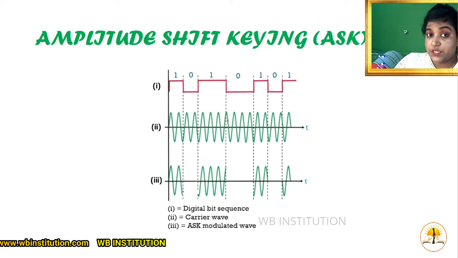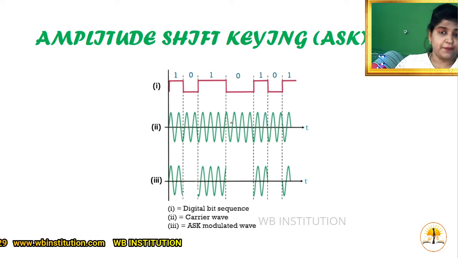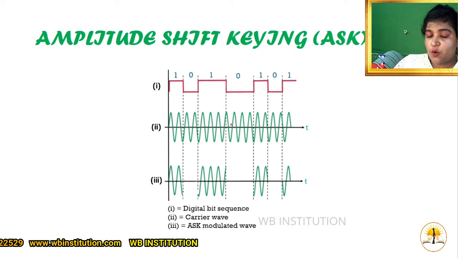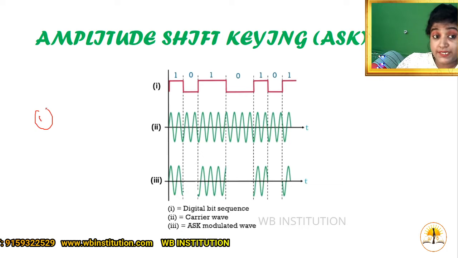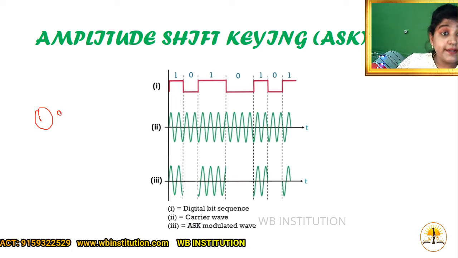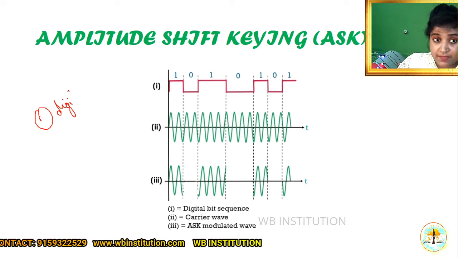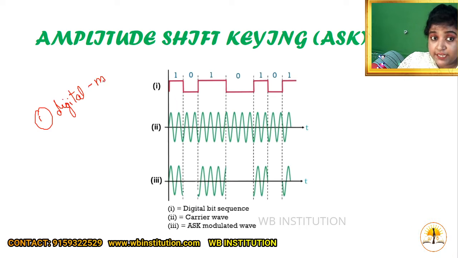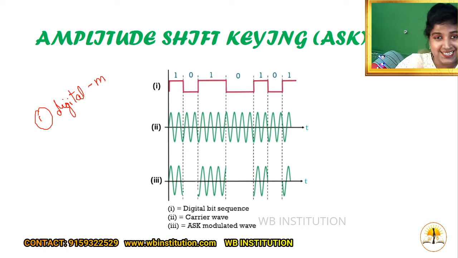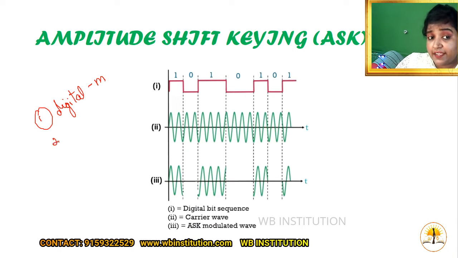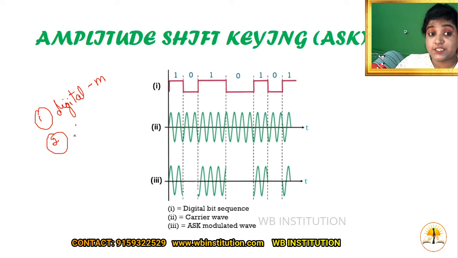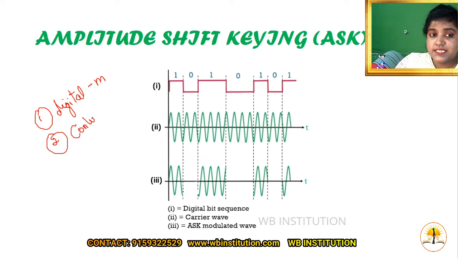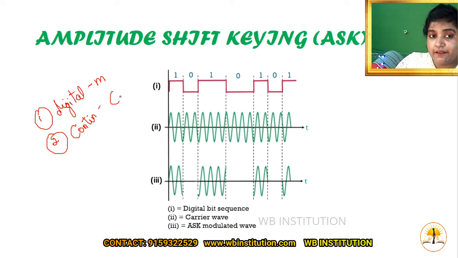The first one is amplitude shift keying. Guys, in digital modulation, what is your message signal? First question, what is your message signal? It is a digital signal, right? It should be a digital signal. That is your first condition. What is your second condition? The carrier signal. What is your carrier signal? It is a sinusoid, that is your continuous signal. Am I right? That is your carrier signal.